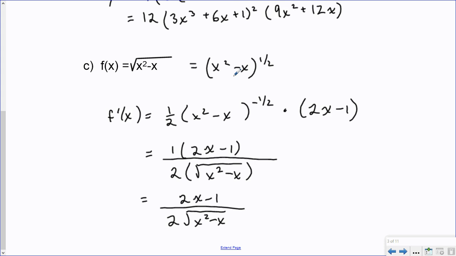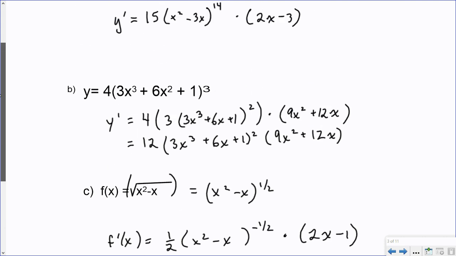So when I take the derivative, I have to take the derivative of the big function, the outside function. In this case, it's the square root. And then I take the derivative of the inside function. That's the opposite of how we work with original functions.